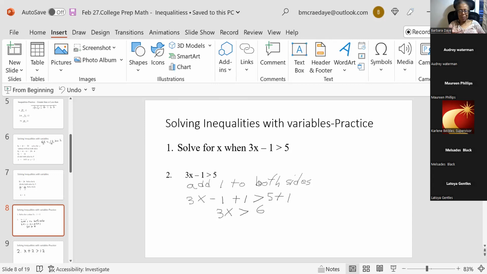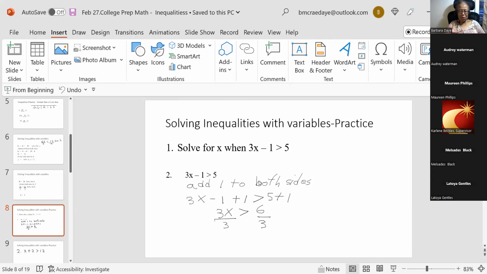You want just x by itself. Divide. That's it. Very good. You divide by what? Divide by 3. Very good. Okay, divide by 3, both sides. So we put the 3 here and the 3 here.